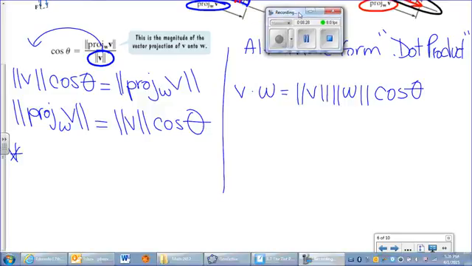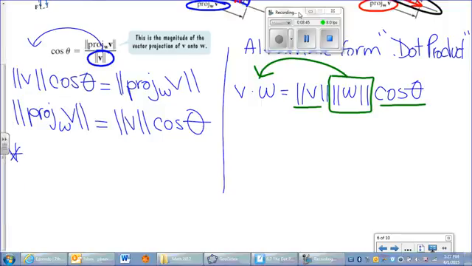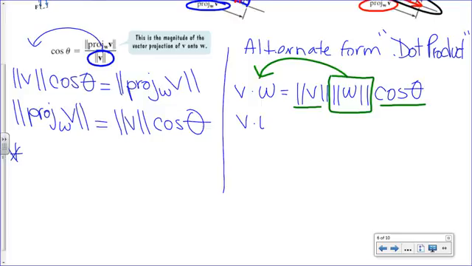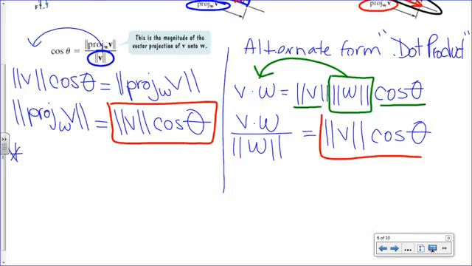Okay, and so what I want to do now is take the magnitude of w, and since it is multiplying the magnitude of v and the cosine of theta, I want to move it across, and so you all know what's going to happen. We need to divide. So we will have the dot product of v dotted with w divided by the magnitude of w is equal to the magnitude of v times the cosine of theta. And the reason I did this is because what we left off here was the same thing, right? Magnitude of v times cosine of theta. And so that's what we have here.